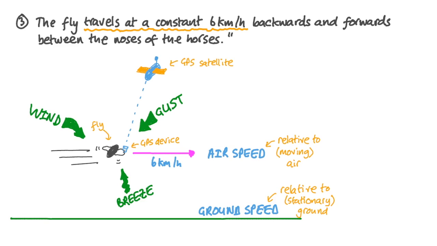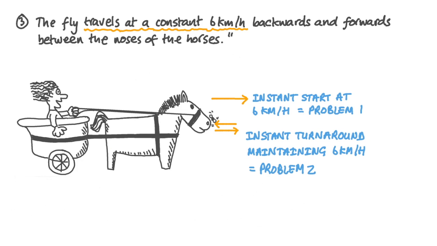Then there's the problem of wind. If the fly maintains a constant airspeed, any slight gusts or breeze would mean that its speed relative to the ground would vary. Overcoming this becomes even more complicated if the wind is blowing at an angle to the road, as the fly will have to carefully judge the forward and sideways components of its speed in order to fly exactly along the straight road at 6 kilometres an hour. Tricky.